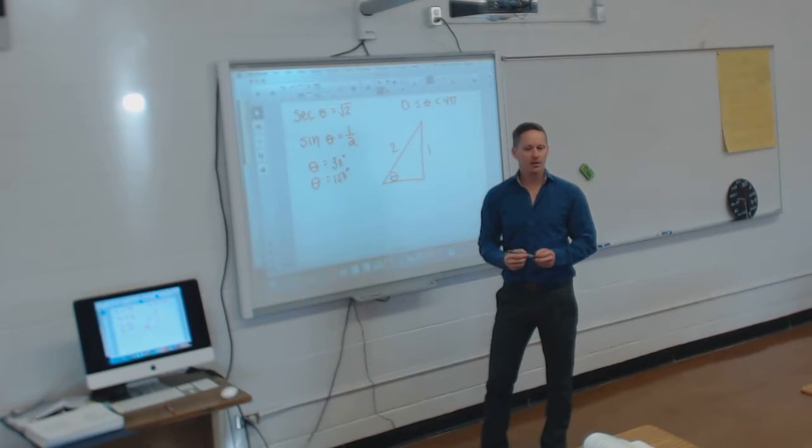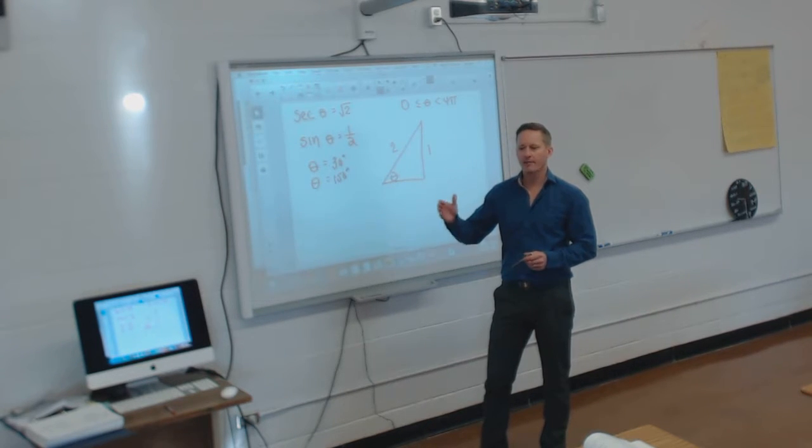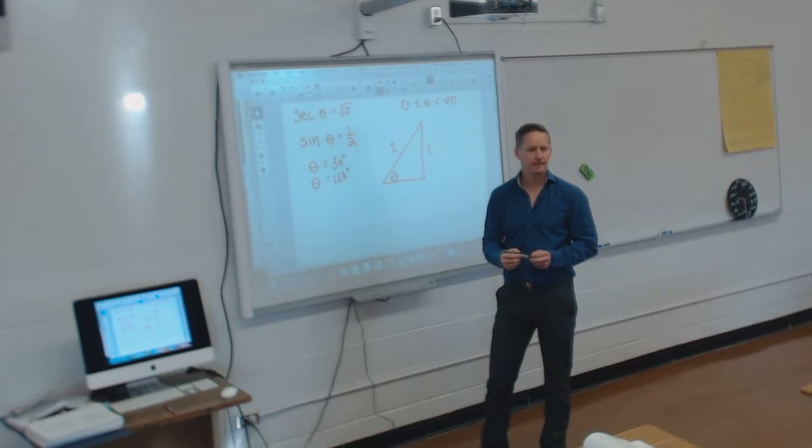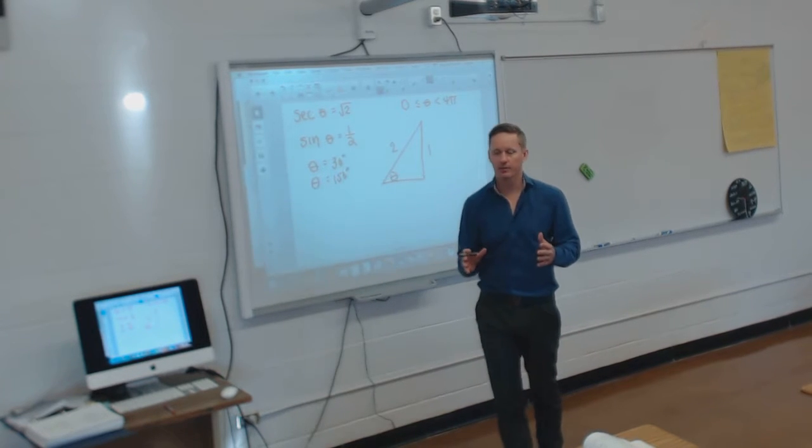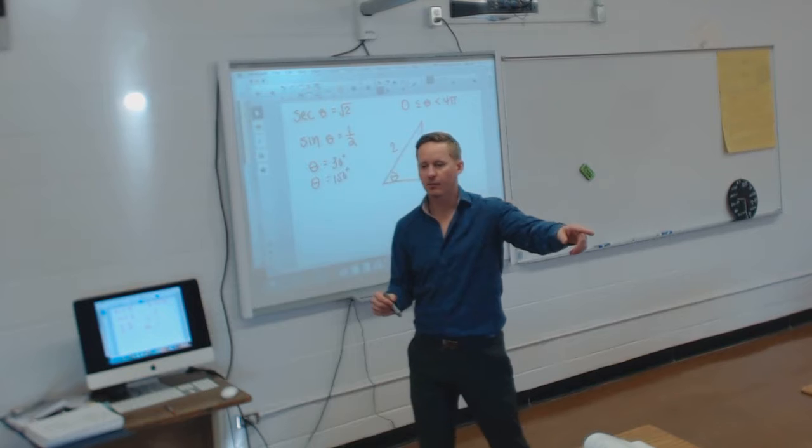Look at it and find out where sine theta equals 1/2, where your y value is equal to 1/2. 150 and 30. You agree with me? So you see that there's 2 possibilities, correct?